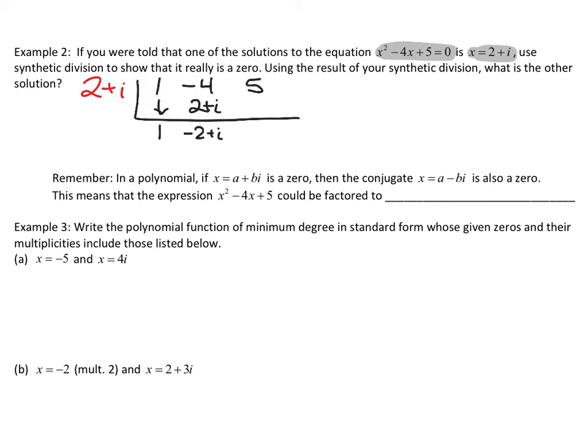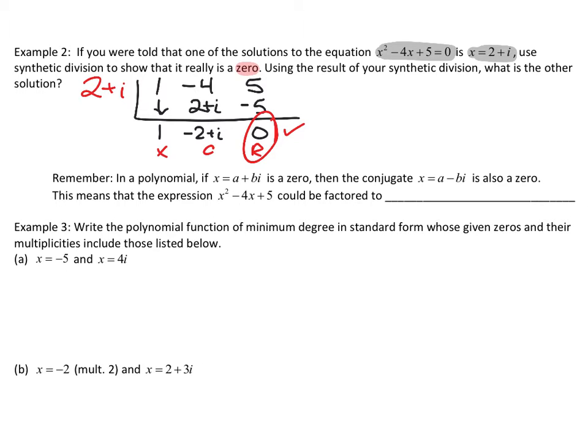And you should see that when you multiply 2 plus i times negative 2 plus i, you end up with negative 5, which is nice because, again, we need our remainder to be 0 to prove that something is a factor. So there we have proven that it really is a 0 of the function, check, because we got a remainder of 0. Therefore, it is a 0, and it becomes a factor.